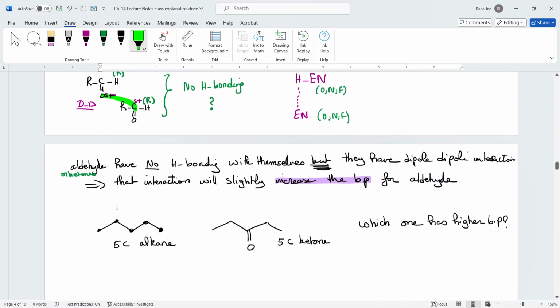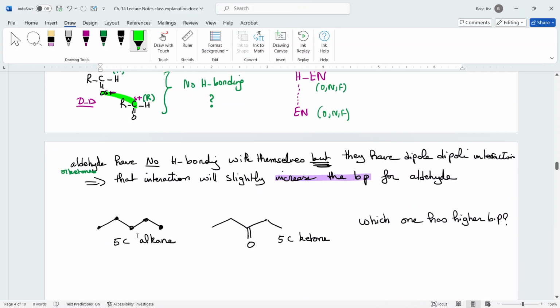Or the ketone. So let's say, for example, I gave you a chain of 5 carbons of alkane and a chain of 5 carbons of ketone, and I ask you which one has a higher boiling point? Then go with this rule, and the rule says that the more intermolecular forces, the higher the boiling point.